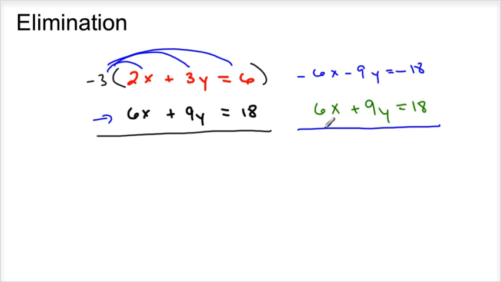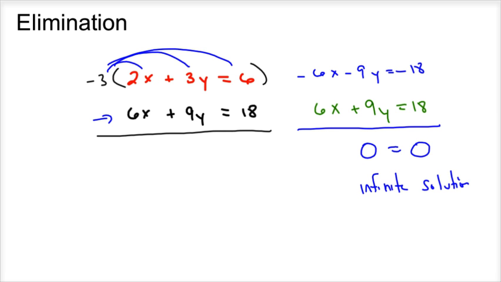So if I do this, negative 6x plus 6x, I get 0. Negative 9y plus 9y, I get 0, equals negative 18 plus 18 is 0. So in this case, I have 0 equals 0. So here's another special case. Since they're both equal to each other, this is an infinite amount of solutions.